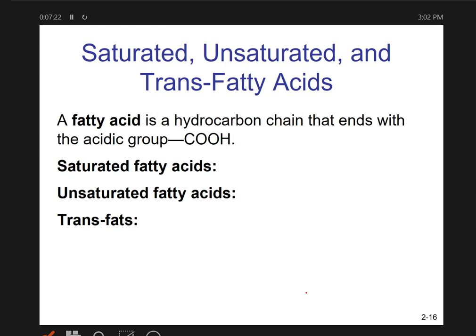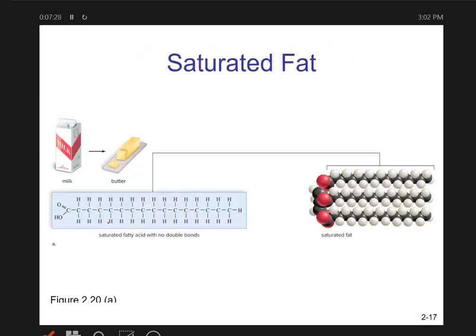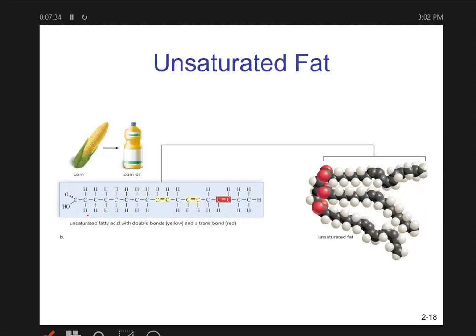Alright, there are 3 types of fatty acids. They're saturated, unsaturated and trans. Let's see. Saturated fatty acids, as you can see, have no double bond, alright, just single bond. Unsaturated fatty acid has a double bond or a triple bond. So this is an unsaturated fatty acid.